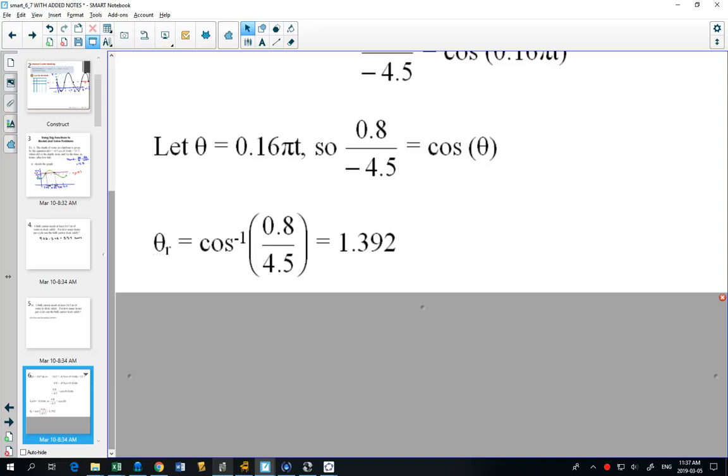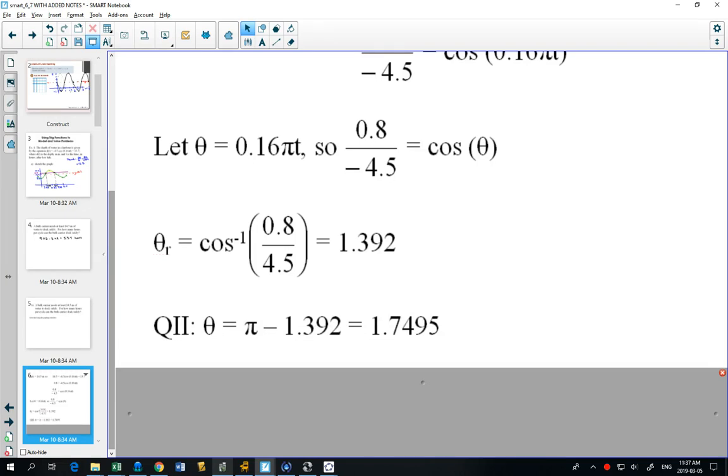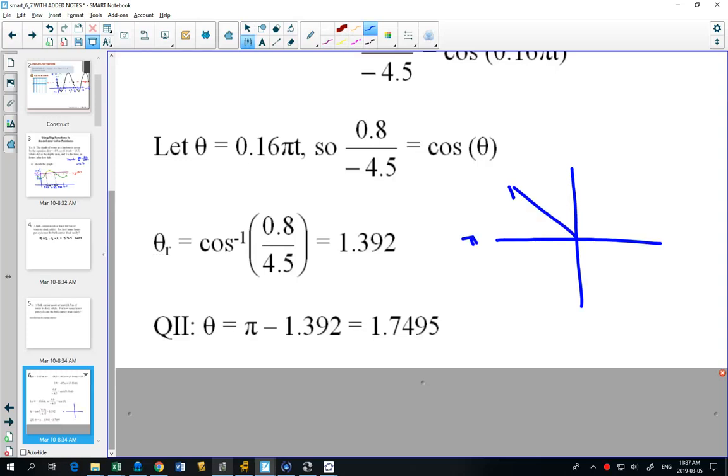We can now say, if I know my reference angle, and since cos is negative in quadrant 2 and quadrant 3, well, in quadrant 2, it would be pi minus my reference angle. Right? Draw a little picture here. Here's pi. Here's my angle in quadrant 2. My angle will be pi minus my reference angle.